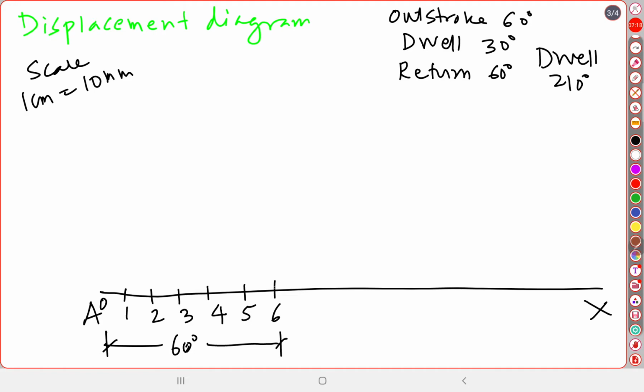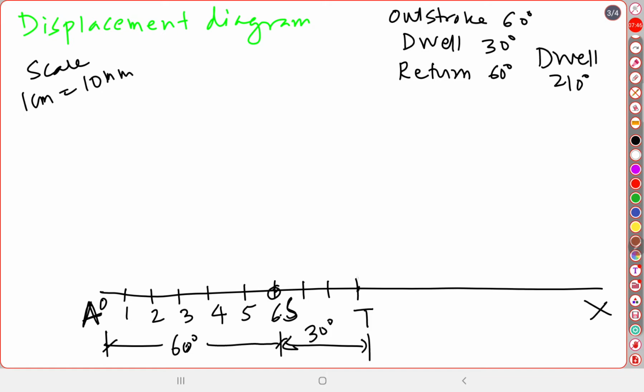So we have divided this outstroke into 6 equal parts. After that I am naming the starting point A and the end point over here is S. So A to S is the outstroke. After that, from this point we have to plot again a dwell for 30 degree. So 1, 2, 3, and I am giving here the point number T. So S to T is nothing but a dwell, a 30 degree dwell.